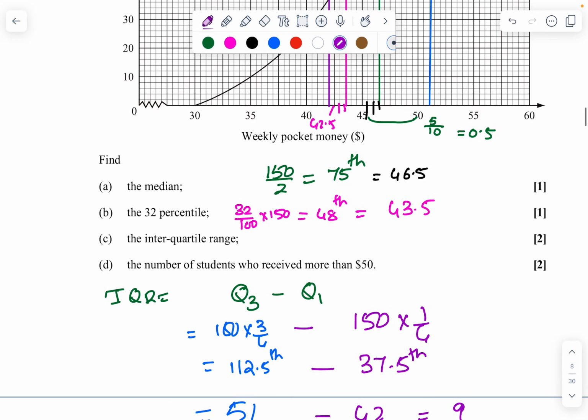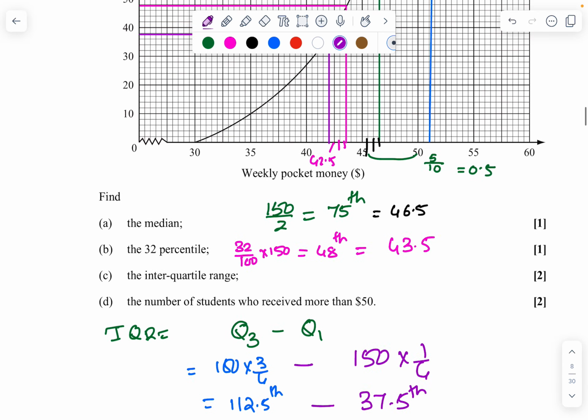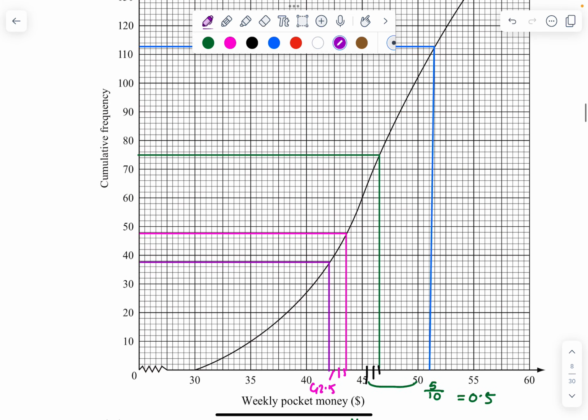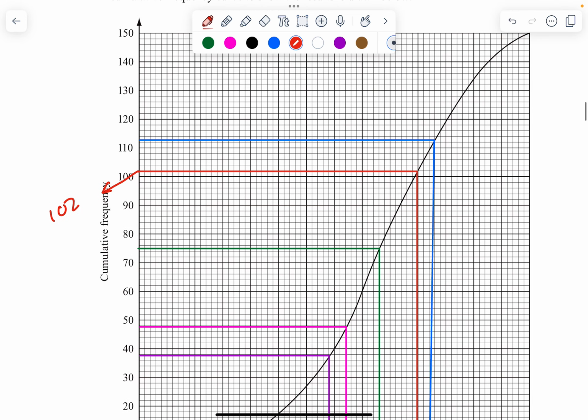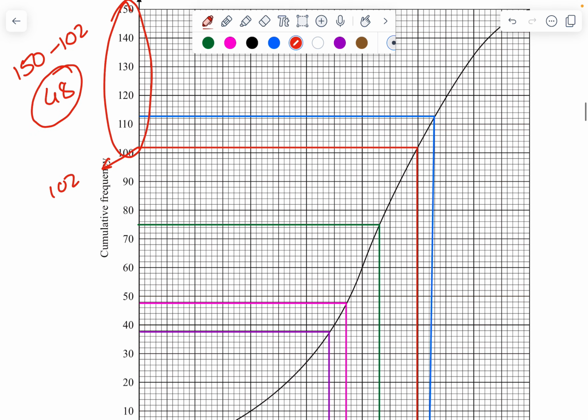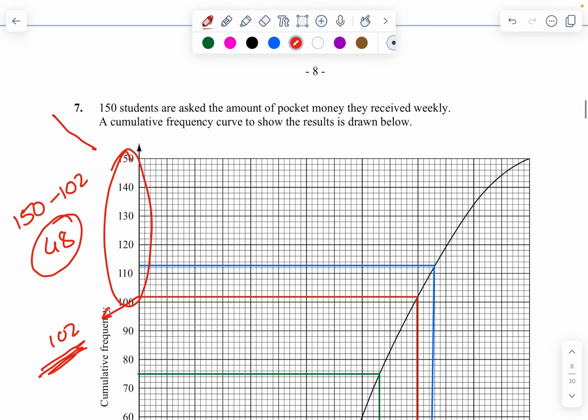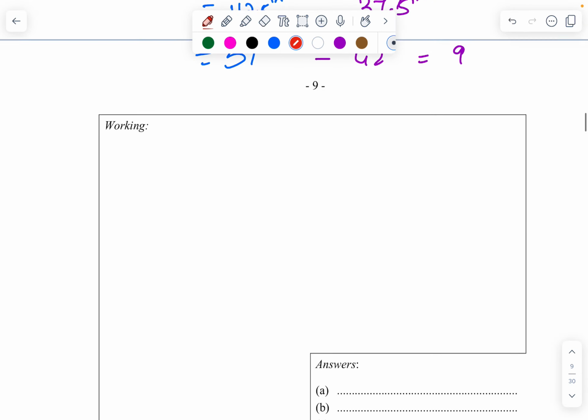The number of students who received more than 50. More than 50. So from 50, what am I doing? Drawing the line. From 50, draw the line, hit the graph and get it. How much is this one? This one is 102. So 150 minus 102, which is nothing but what? 48. So from 50, I draw the line and got 102. So these students have got more than 50. So 150 minus 102, which is 48.